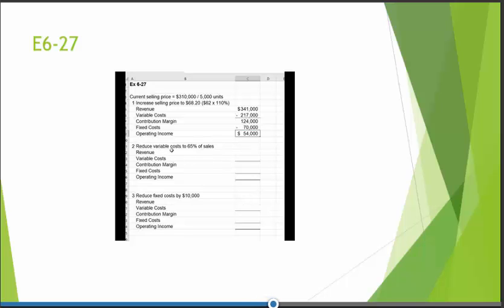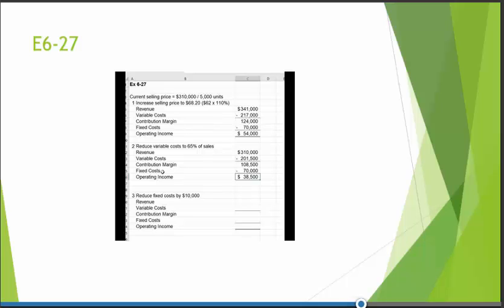Another alternative would be reduce the variable cost to 65% of sales. So again, in this case, we're leaving revenue at 310,000. Our variable cost now is going to be 65% of 310. So we're going to take 310 times 65%, which is 201,500. The new contribution margin is 108,500. Our fixed costs are still 70, which gives us our operating income of 38,500.